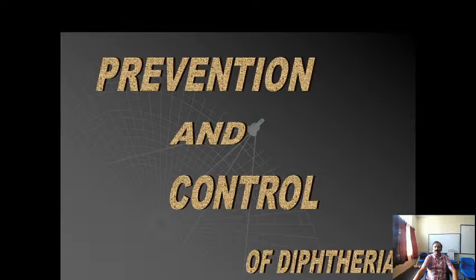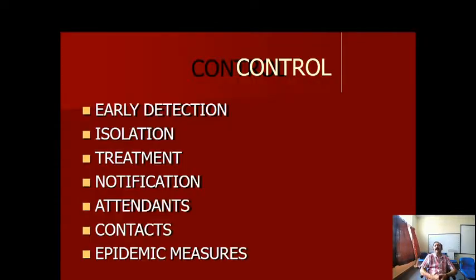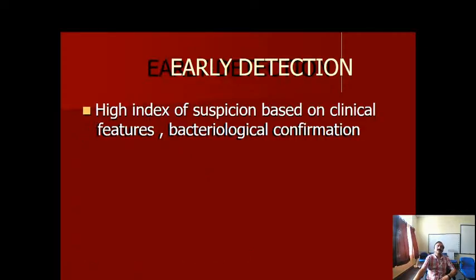Now, what do you do for prevention and control of diphtheria? As is common in control, we do early detection. You have to do isolation and treatment. You have to notify the disease, it's a notifiable disease. The attendants should be looked after. The contacts should be seen, whether they have got the disease or are carriers, and epidemic measures should be looked at.